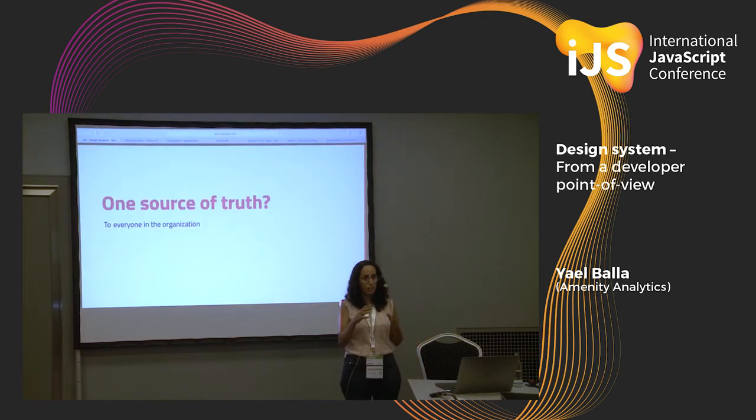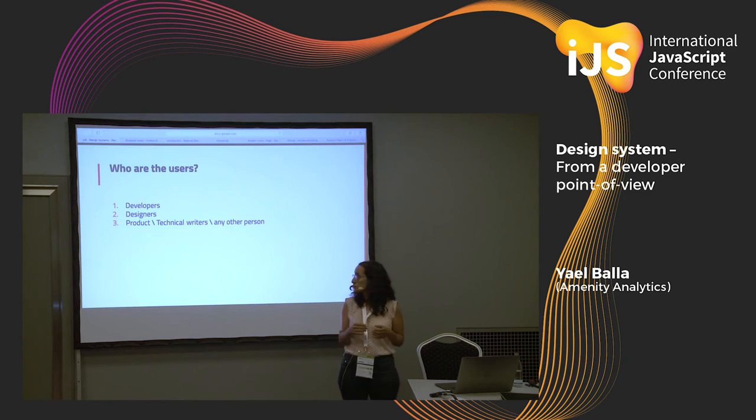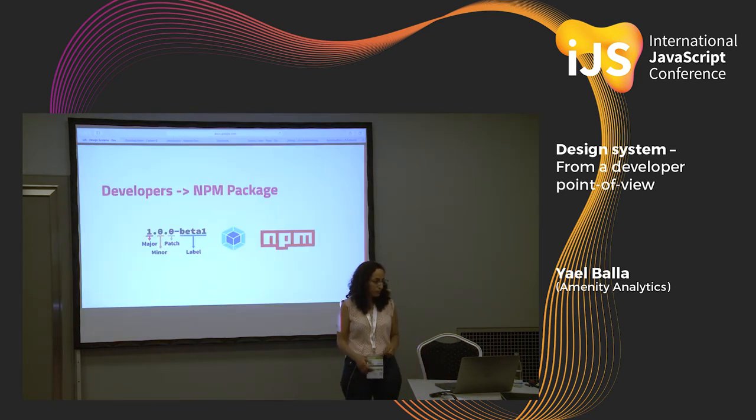So as we said, the design system is a product, and it's a source of truth. And because it's a product, it means it has users. So who are our users? We have developers, designers, technical writers. It can be marketing, it can be product, actually everyone in the organization. And each one of them needs a different delivery. So let's start with developers.